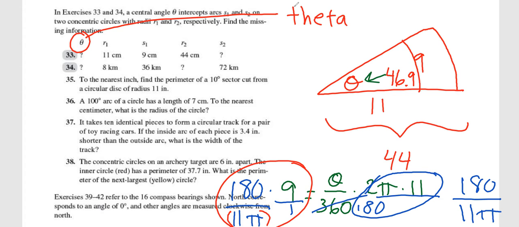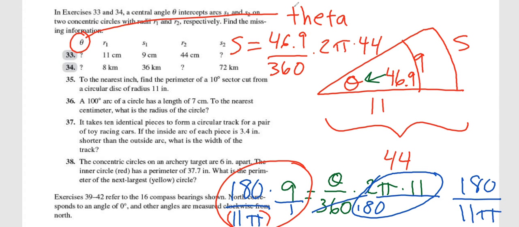So now we need to find the other arc. That one up there. All right, so now we've got 46.9 over 360 times 2 times pi times 44. Use your handy dandy machine to figure it out.